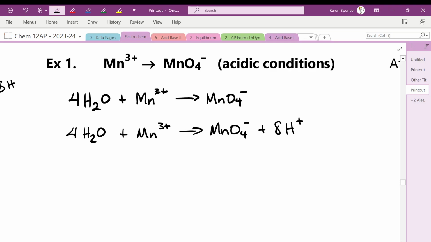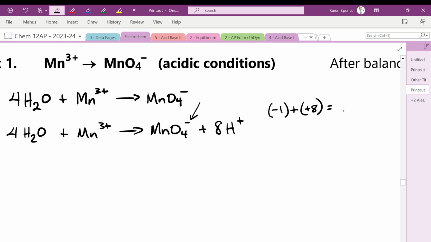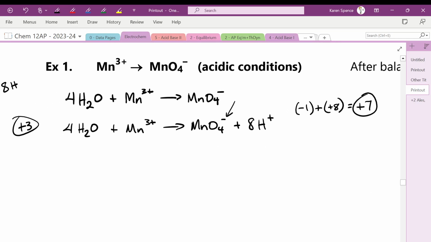What's the charge on the left-hand side? Plus 3. So I like keeping track of that in a little circle. And what is my charge on the right-hand side? If you have any trouble figuring it out, just say, okay, I have one of these, so I have -1. And I also have 8 positive things, so I have +8. That gives me a total of +7. You don't have to write out that work if you can just see it in your head, but sometimes it's helpful.